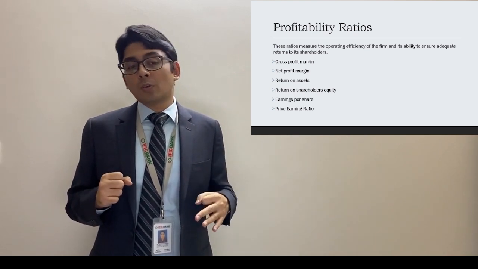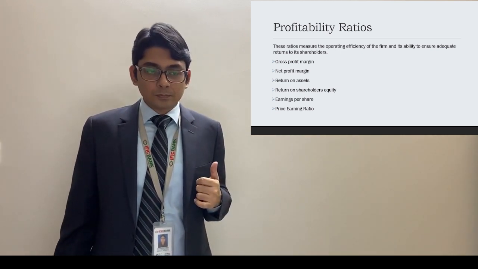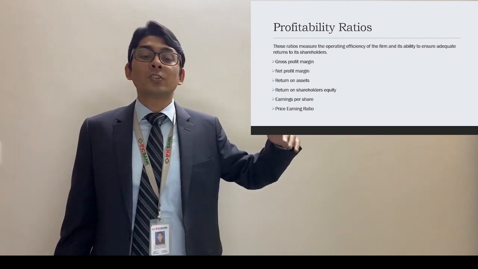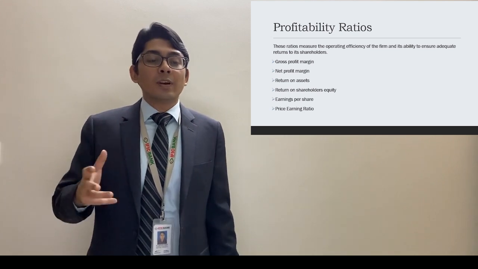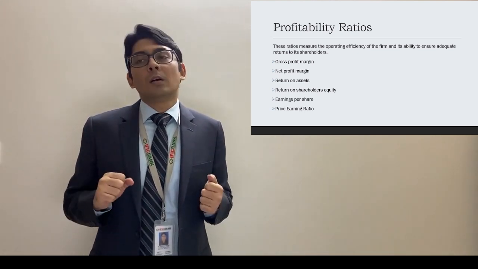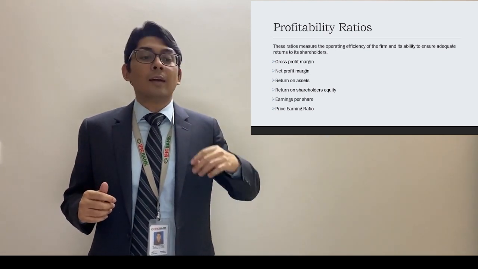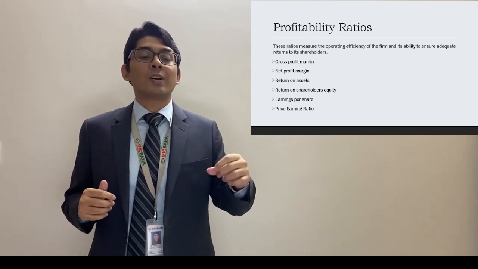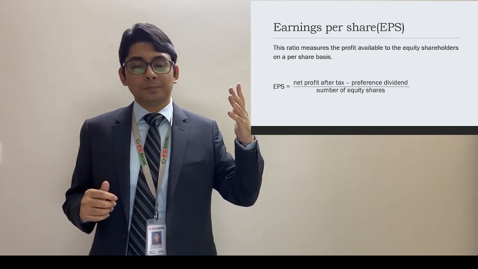Next are profitability ratios. Profitability ratios measure the operating efficiency of the firm and its ability to ensure adequate returns to its shareholders. Some of the profitability ratios are gross profit margin, net profit margin, return on assets, return on shareholders' equity, earnings per share, price earning ratio.